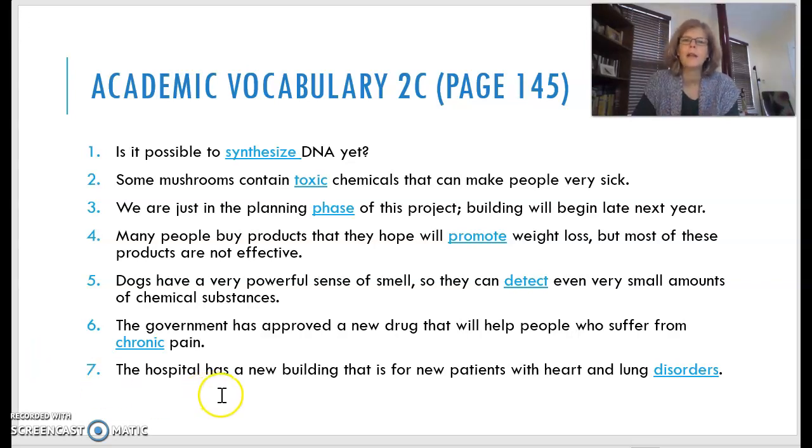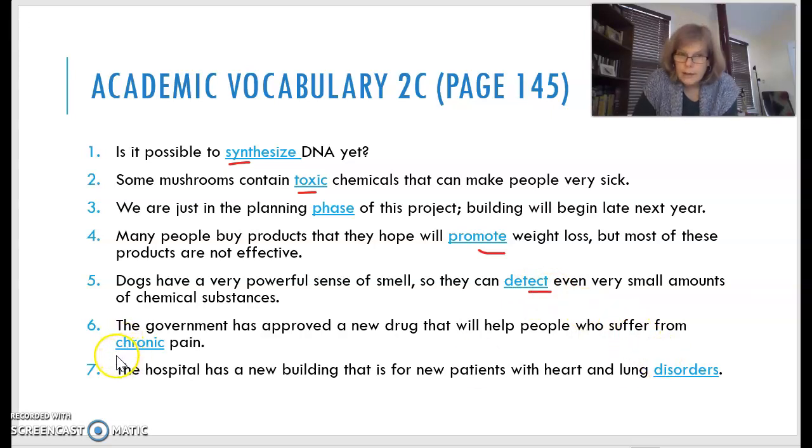So guys, before we go on, let's just say all these words, these 7 vocabulary words together. We have synthesize, and I'm listening for where to put the stress, right? Synthesize gets it in the beginning. Toxic, phase, only one syllable there, phase. Promote. Detect.